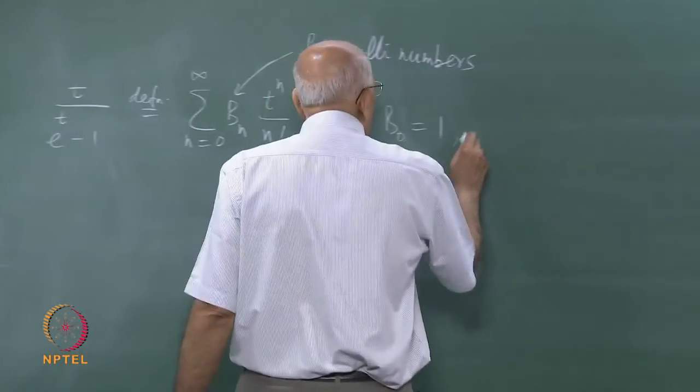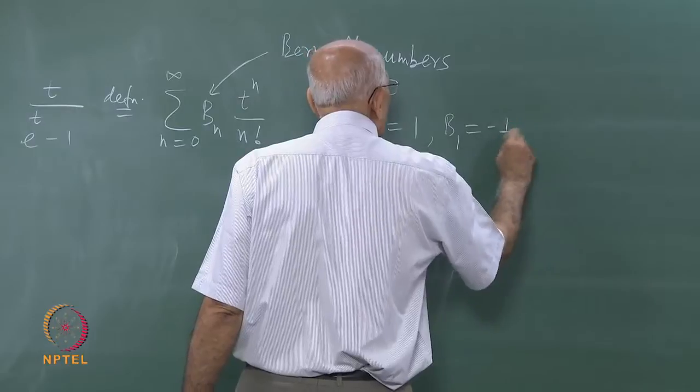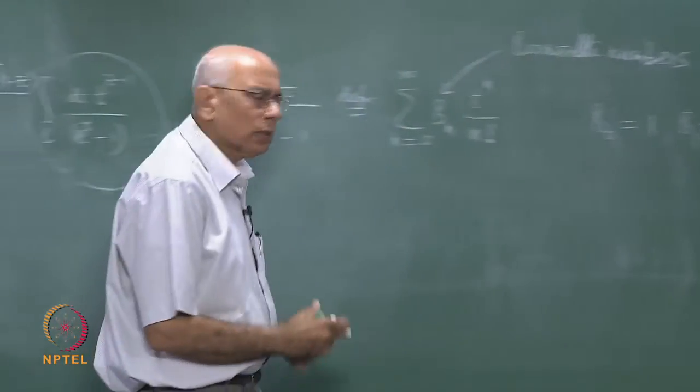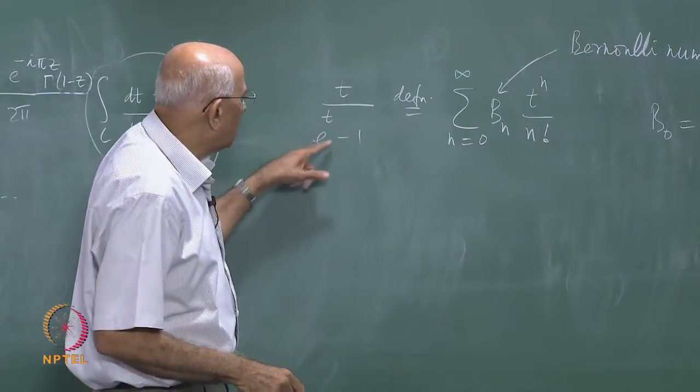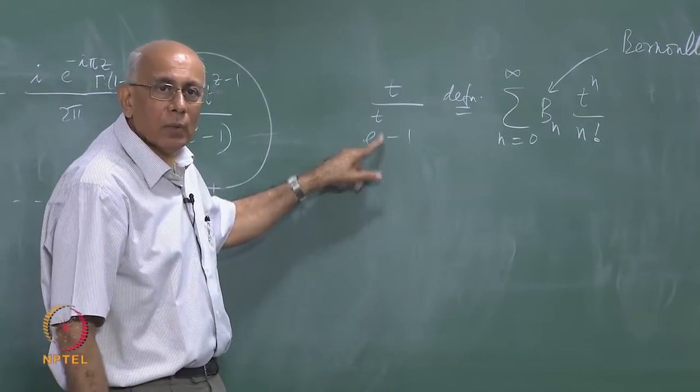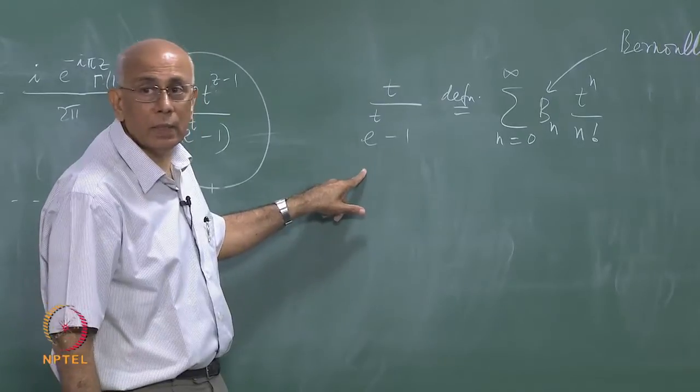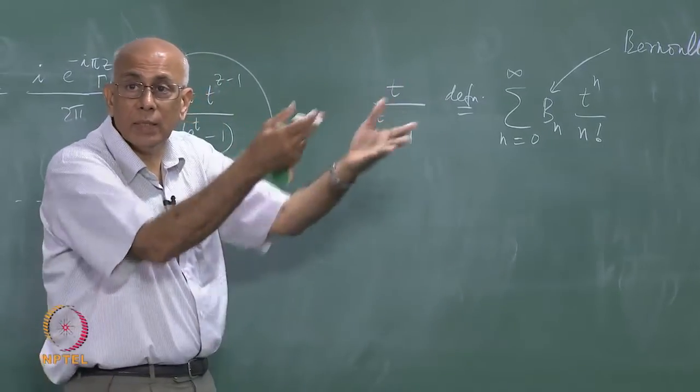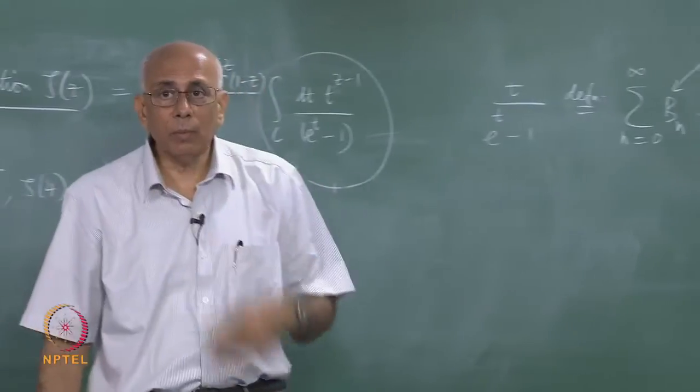b1 equal to minus a half. That is also obvious because the next term here is going to be t squared over 2 factorial. Take out a factor of t, you get a 1 over 2 with a t, and then when you take it upstairs because you are raising it to power minus 1, it is going to give you a minus half.